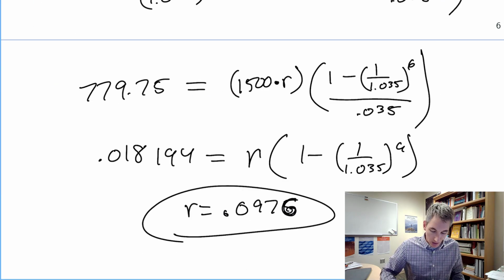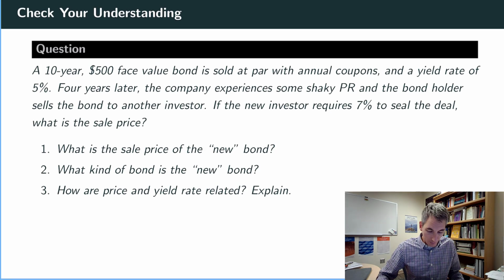Okay. So hopefully that one made sense. All right. And we got one more check your understanding problem. So this one is a 10-year bond, $500 face value, sold at par with annual coupons. It's got a yield rate of 5%. 4 years later, company experiences some shaky PR, and the bondholder sells the bond to another investor.